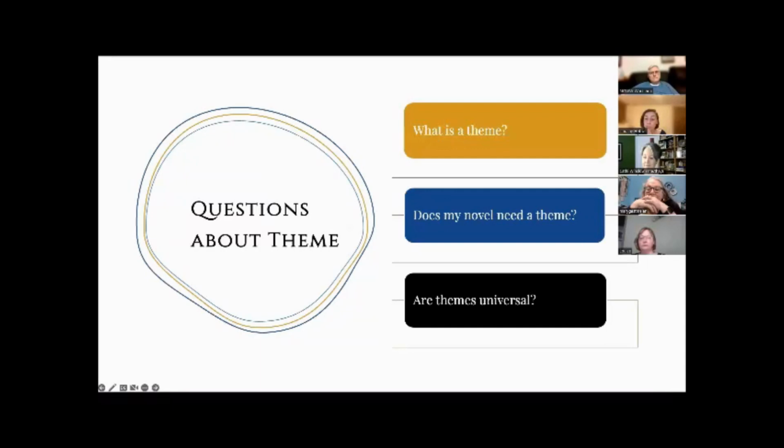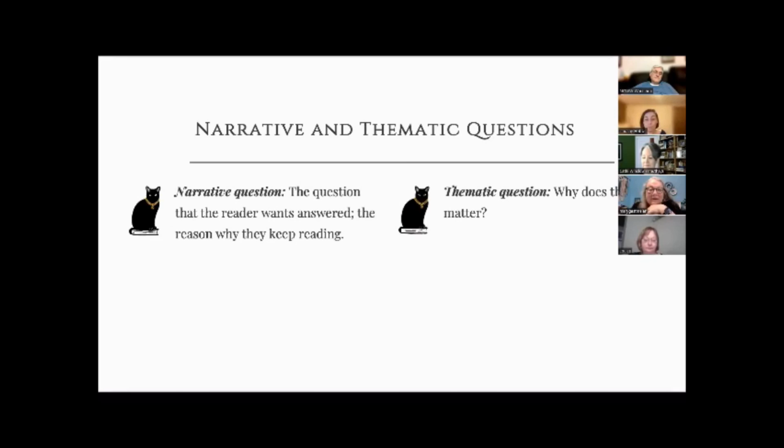So all that, thank you for indulging my little soapboxing about theme. We can now take a look at narrative and thematic questions. The narrative question of your book is, what does the reader want to find out? Why do they keep reading, why are they turning the pages?